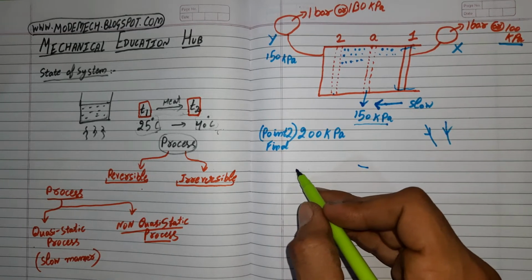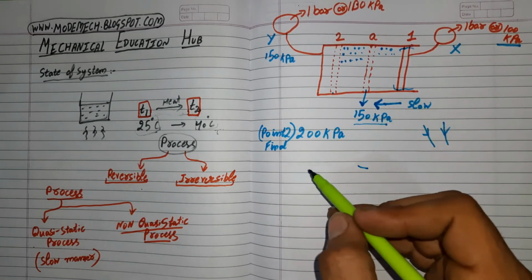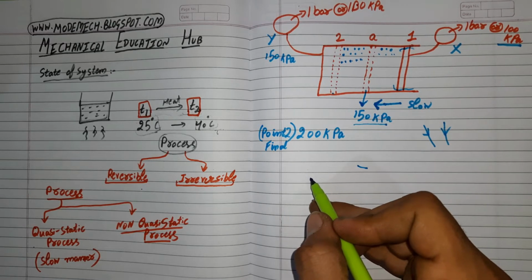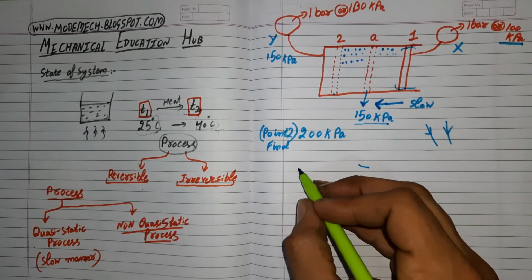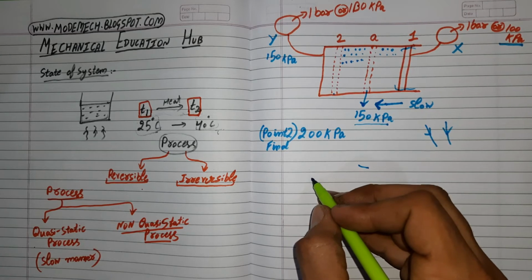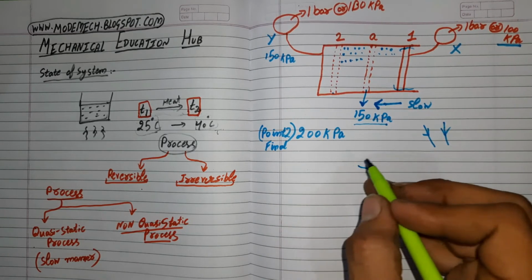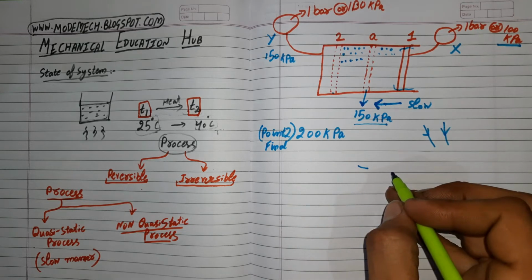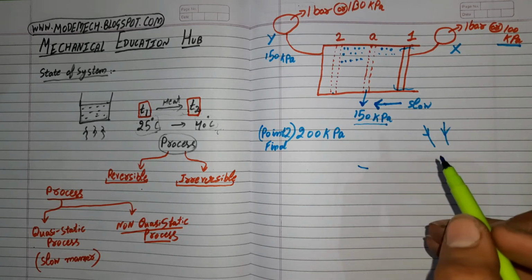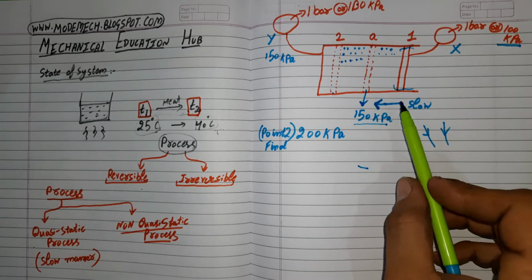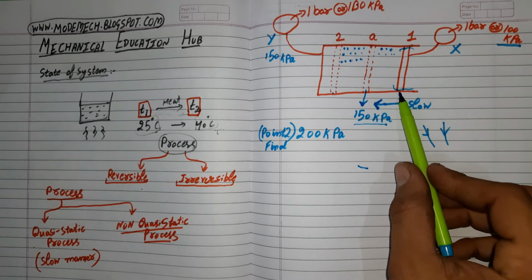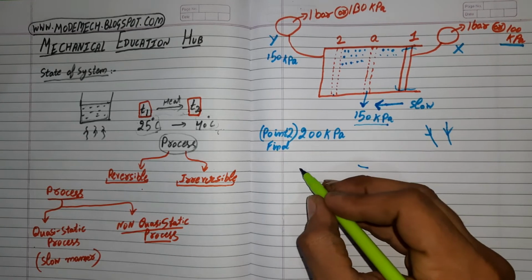If we neglect those frictional losses, or if we neglect the friction, we can say that this process of compression and expansion will be exactly the same. This process follows the same path during compression and expansion. So we can say that this process is reversible.